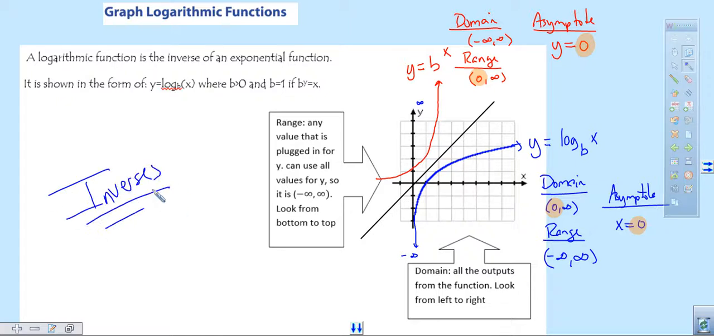And if two functions are inverses, that means their x and y's are going to switch. Their domain becomes their range, the range becomes the domain, the asymptotes switch values. All right, so now this rule will apply for all logarithmic functions.